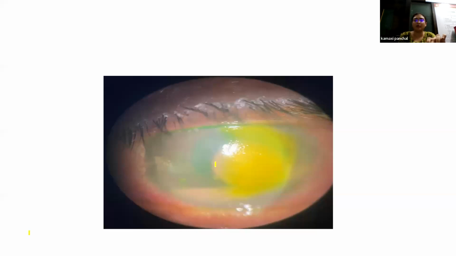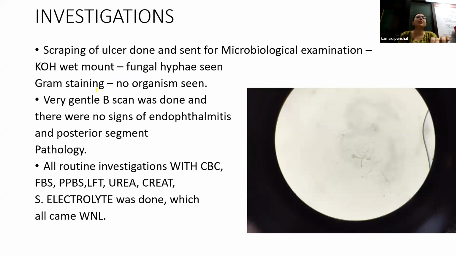Anterior chamber was well formed with thick hypopyon of 1.5 mm in height. Iris was normal in color and shape, with pupil mid-dilated under mydriatic, and cataractous lens was there. On syringing, patency of the sac was normal. Scraping of the ulcer was done and sent for microbiological examination. Fungal hyphae were seen on KOH wet mount and no growth of organism was seen on Gram staining. A very gentle B scan was done to rule out any signs of endophthalmitis and posterior segment pathology. All routine investigations were sent, which all came within normal limits.